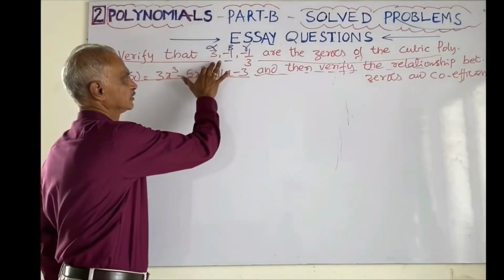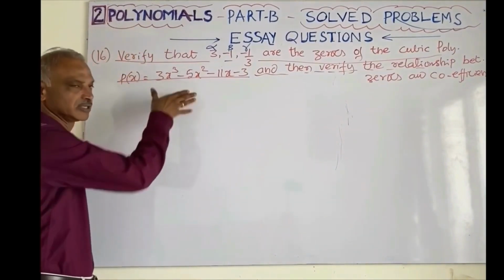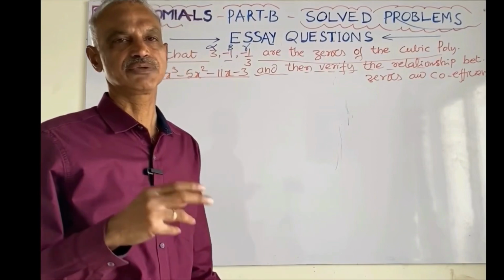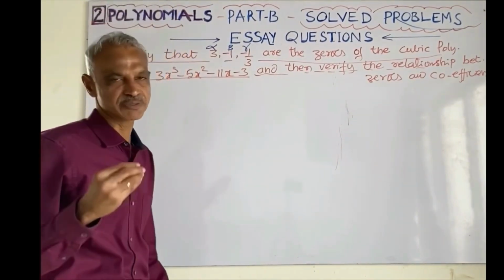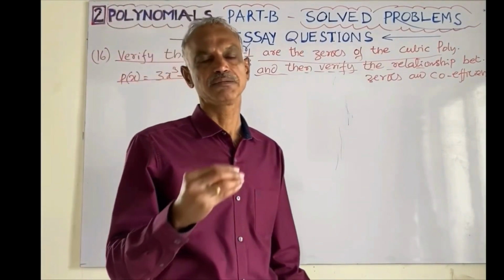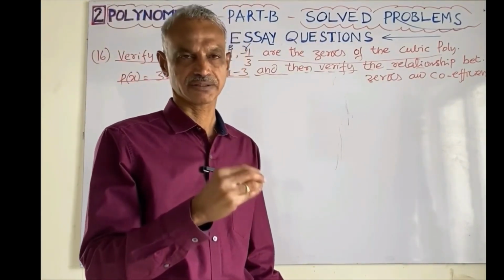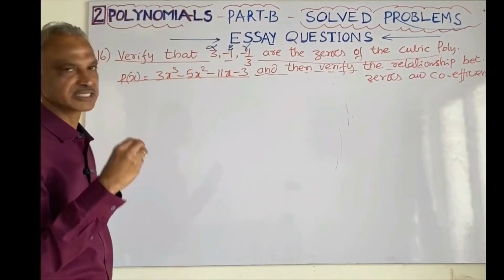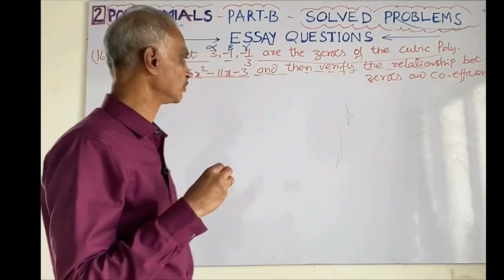Verify 3, minus 1, minus 1 by 3 are the zeros of this cubic polynomial. We have substituted 3. We got remainder as 0. Then we can say 3 is the zero of the polynomial. Like that, p of minus 1 we have substituted in place of x. We got 0 remainder. Then we can say minus 1 is the zero of the polynomial. Minus 1 by 3 also we got 0. Minus 1 by 3 is the zero of the polynomial.